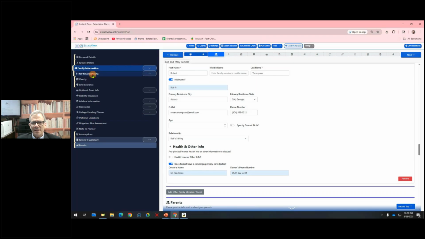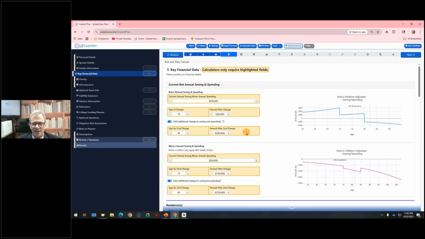Okay. Then here's their key financial data. They're saving $350,000 a year. He expects to retire at age 68 and then only save $200,000 a year. And then he feels that when he's age 80, he'll start spending a net of $200,000 a year. So this is working income, pension income, Social Security income, minus spending, minus taxes. This is how much they're adding to savings. You really have to take this into account if you're going to try to predict what their tax situation is.